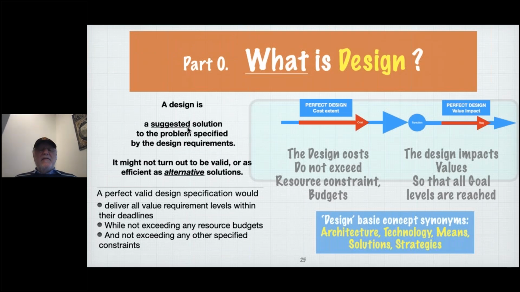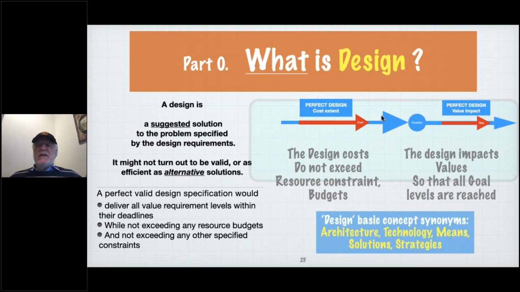Now, a design solution suggested might turn out to not be valid. In other words, somebody might think it gives us enough security, but maybe it won't. Somebody might think we can afford to do it, but maybe we can't. And this is what the designer has to figure out. They have to figure out valid designs, in other words, designs that get us to our goals, and they have to do so within our budget.